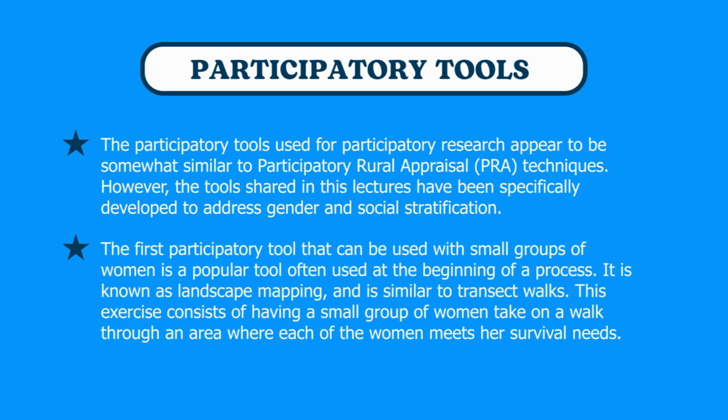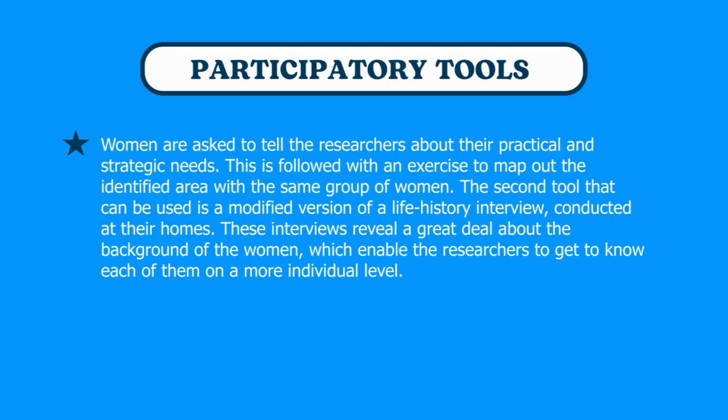The first participatory tool that can be used with a small group of women is a popular tool often used at the beginning of a process. It is known as landscape mapping and is similar to transect walks. This exercise consists of having a small group of women take a walk through an area where each of the women meets her survival needs. In this exercise, women are asked to tell the researcher about their practical and strategic needs. This is followed with an exercise to map out the identified area with the same group of women.